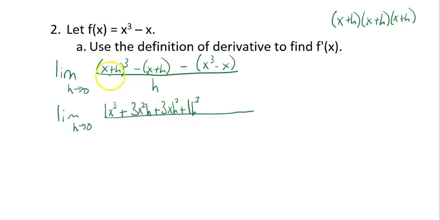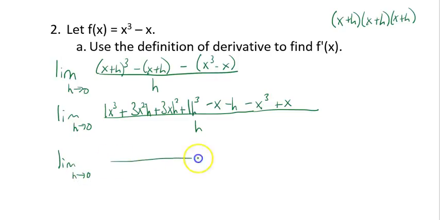So this takes care of the x plus h cubed. I still need to distribute the negative in and get negative x and negative h, and then distribute the negative in here. So negative x cubed and positive x. Now I'm still not ready to take that limit, so bring that down.